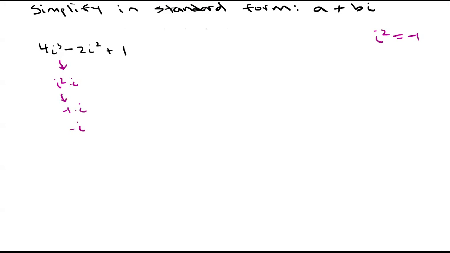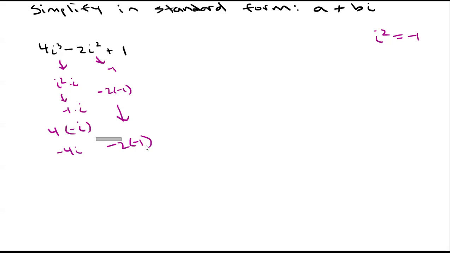Then we just bring down that 4, which gives us 4 times negative i, which is a negative 4i. This one here, again, i squared is negative 1, so we'll have 2 times negative 1, which gives us a negative, I'm sorry, a negative 2. Bring down that negative 2. Negative 2 times negative 1 gives us a positive 2.